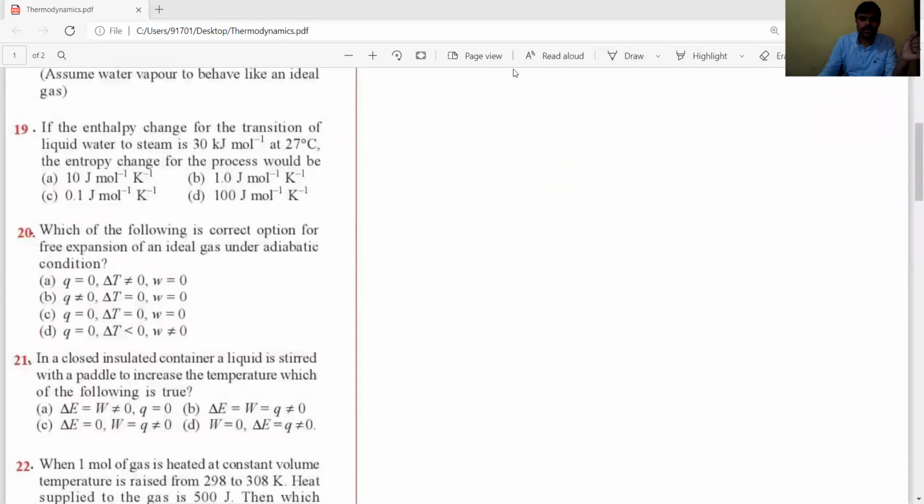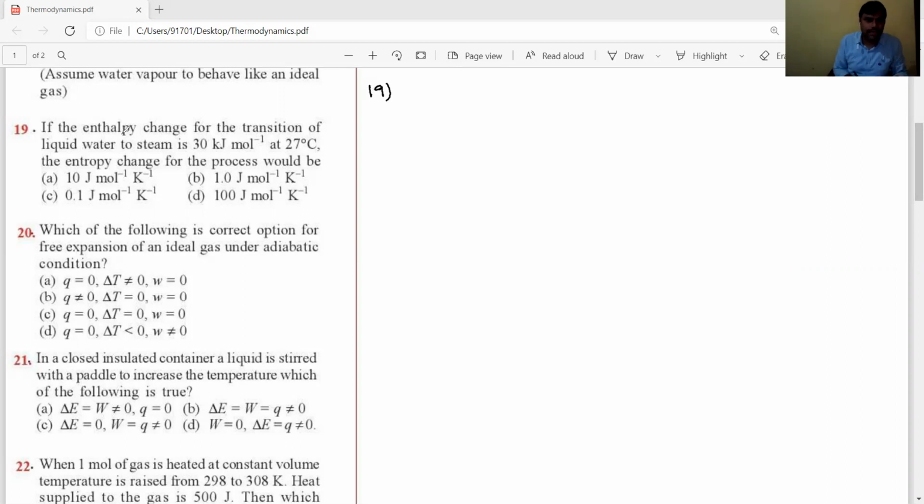Okay, students, 19th question. If you observe, the 19th question is very easy. Just read the question properly and try to understand what the given values are, what the formula is, and how to solve. If you think that way, we can solve physical chemistry questions easily.